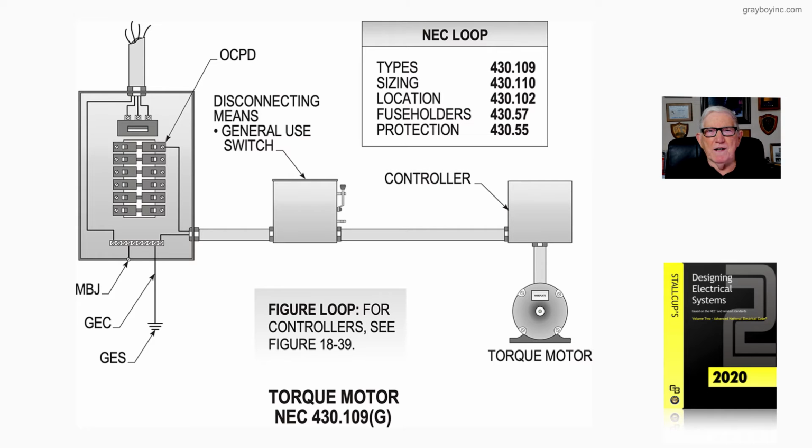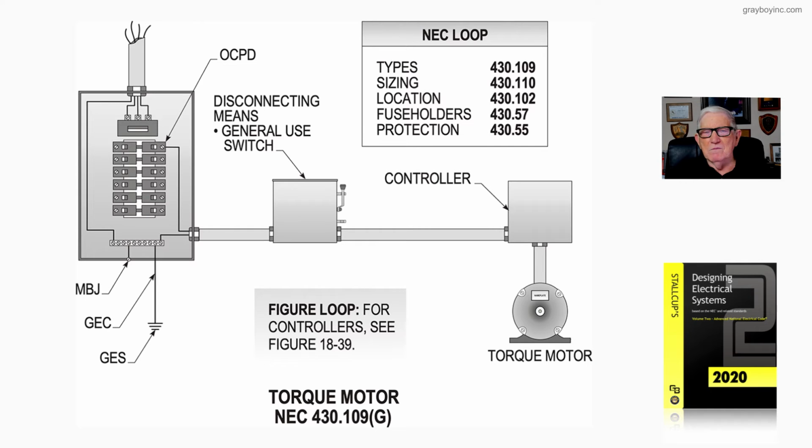The horsepower rating of the disconnect, remember, is 430.109(A)(1). The sizing, to make sure the load break characteristic in amps of the switch is proper for the full load involved, is 430.110(A). Now, all of 430.109, 430.110, as well as 430.109(G) for torque motors, all this information and these sections are on page 326 of your code book.